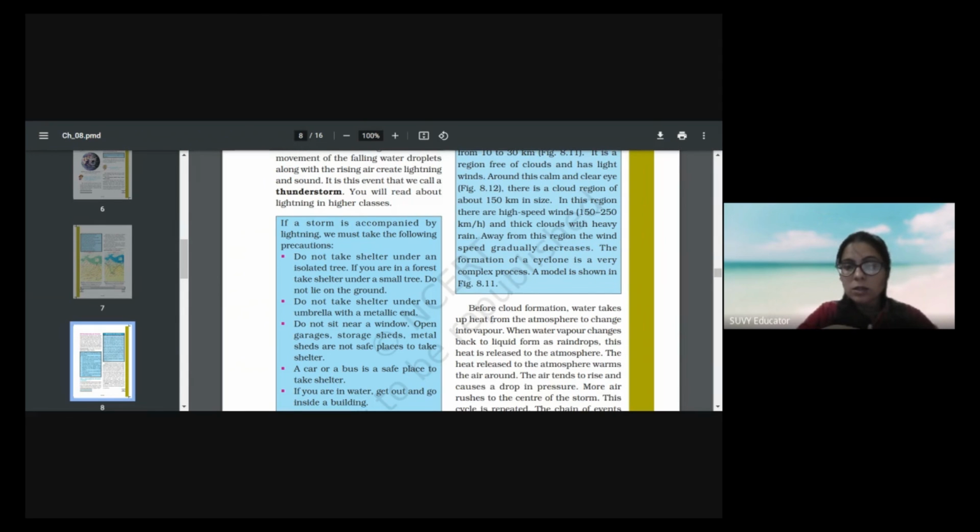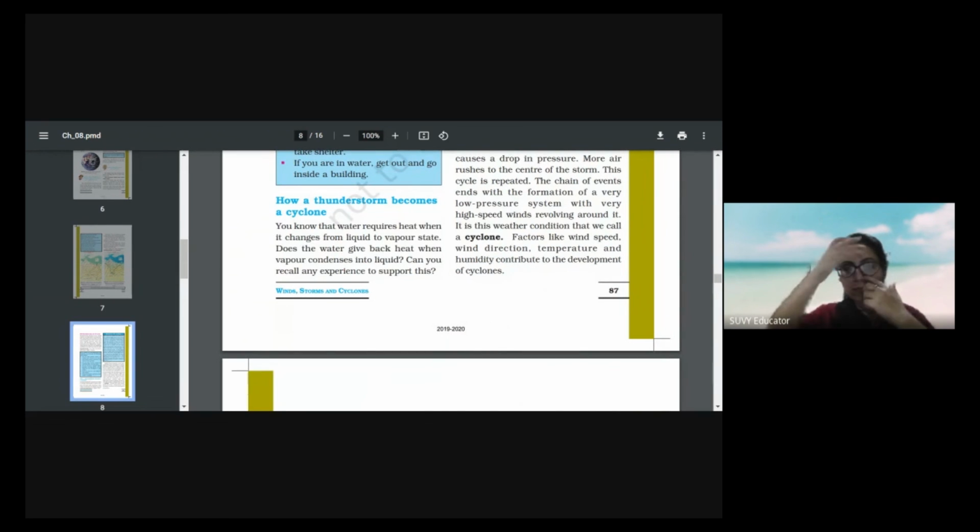Okay, the heat is released in the atmosphere. Now when the heat is released from the water vapor, what will happen? Heat will be generated everywhere in the atmosphere, and the atmosphere gets warmer. The air tends to rise and causes a drop in pressure, so air will move upward. Air rises as the atmosphere is warm now, and will cause a drop in pressure. More air rushes to the center of the storm. This cycle is repeated, and it goes on and on.